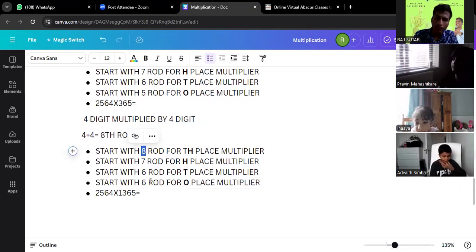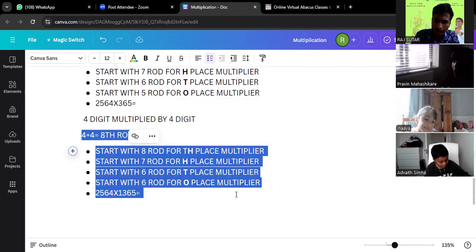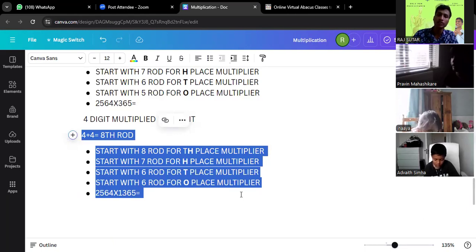Can you try 4-digit multiplied by 4-digit now? If you try 4-digit multiplied by 4-digit on your own and do it properly, you can do 5-digit multiplied by 5-digit, 6-digit multiplied by 6-digit. All the concept is the same. Today's class, we will do it till 4-digit multiplied by 4-digit only. 5-digit by 5-digit, 6-digit by 6-digit, and 7-digit by 7-digit are for homework.